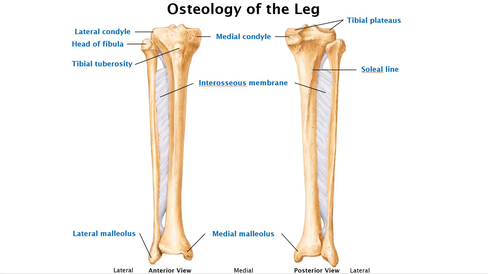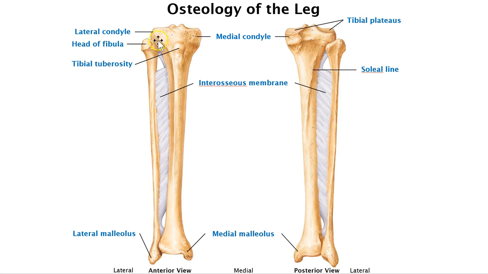The leg osteology is rather straightforward, a warm-up of sorts for the foot. To review, the tibia has a medial and a lateral condyle. The top of those make up the tibial plateau. On the medial side, there's an attachment for the three tendons that make up the pes anserinus. On the lateral side, there's an attachment for the iliotibial band in this region. That area is called Gerdy's tubercle.